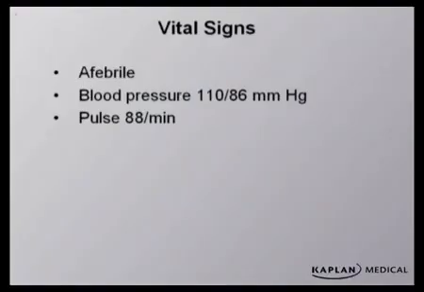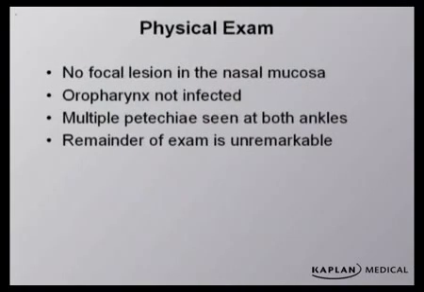So the vital signs in this patient, the patient is afebrile, the blood pressure 110/86, the pulse 88 per minute. The physical examination shows no focal lesions in the nasal mucosa. It's always important to examine where the patient's bleeding from, because sometimes you could find a focal lesion. It's interesting that some patients have a bleeding diathesis, but they bleed in areas where there's lesions. Oropharynx is not infected. Multiple petechiae are seen in both ankles, so it's likely that this patient has some kind of purpuric lesions. The remainder of the exam is unremarkable.